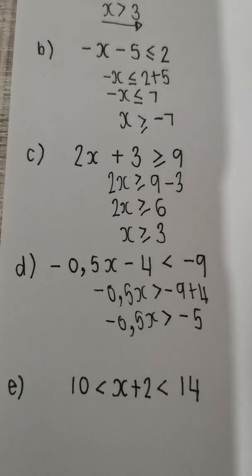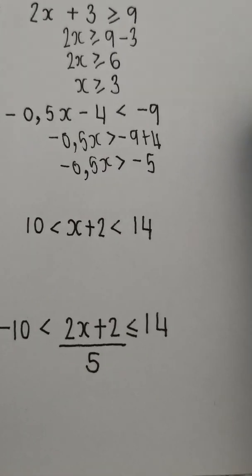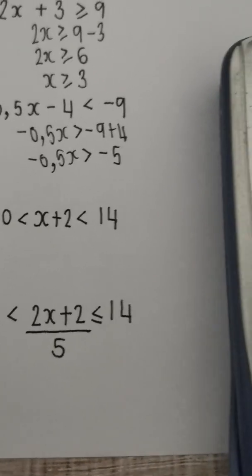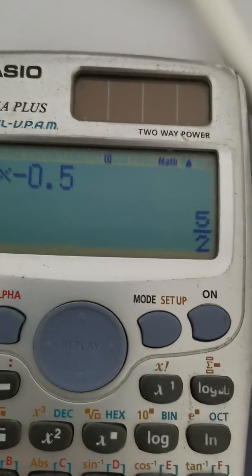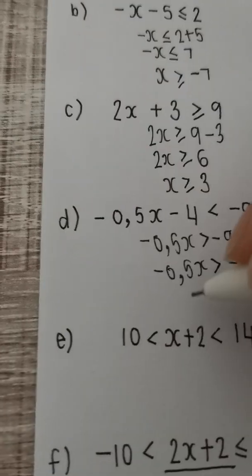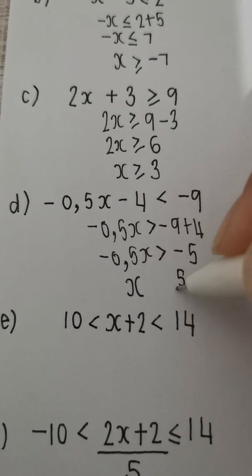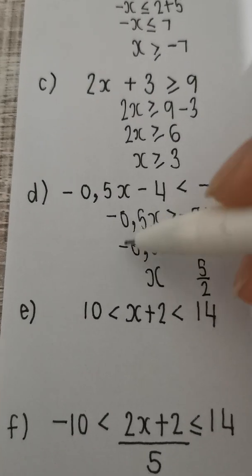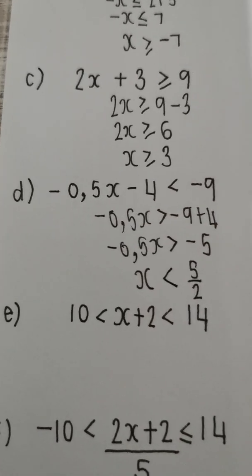Multiply both sides by negative 0.5. My brain seems to be sleeping, so I'm multiplying it on the calculator. Negative 5 times negative 0.5. Okay, we totally knew this. My brain was just sleeping. So x, okay, this here should be 5 over 2. Remember, we multiplied with a negative, so this must just change direction.